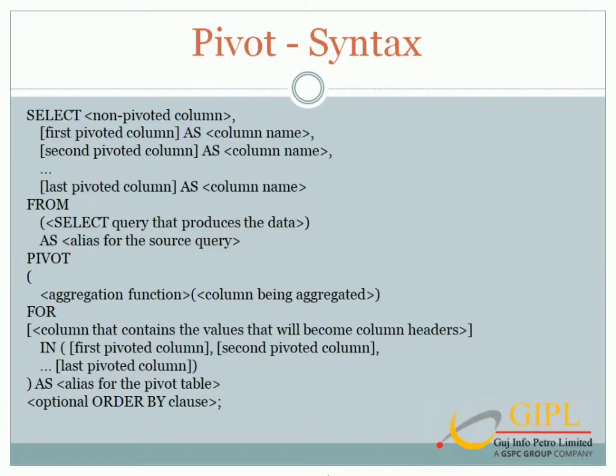Before going to write the query, let's have a quick look at the syntax of pivot first. Select non-pivoted columns, comma, first pivot column, comma, second pivot column, and so on, from the select query which will be used to generate the output. Then we will pivot it using the aggregate function, and in the for clause we will write which columns we want in pivot. If we see our previous scenario output, the non-pivoted column is employee name and the pivoted columns are different months. We can use any aggregate function available in SQL like count, sum, etc.